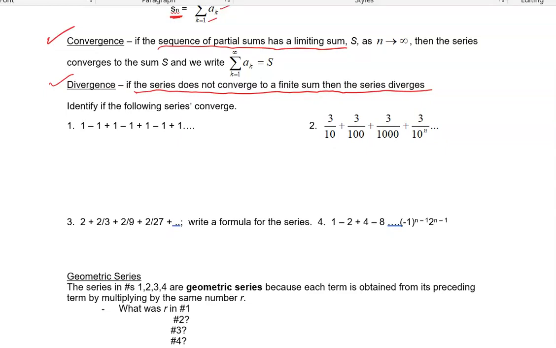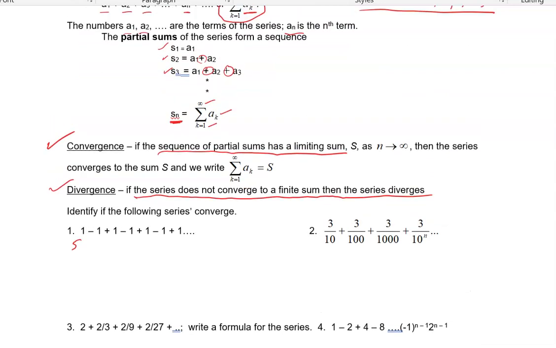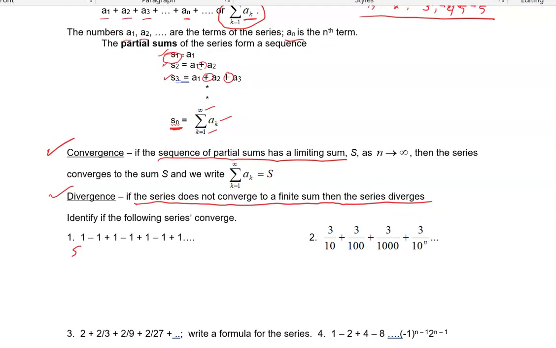For the first four, identify if the following series converge or not. So we'll be pretty thorough with these first few so you understand what's going on here. The first, so if we kind of go up here where we talked about the first sum, second sum, third sum, so on and so forth. My first sum is just 1 because it's just the first term, going to be a 1. If I want my second sum, now I'm adding up the first two terms, which is going to be 0. The third sum is the first three terms added up, which bounces us back to 1.